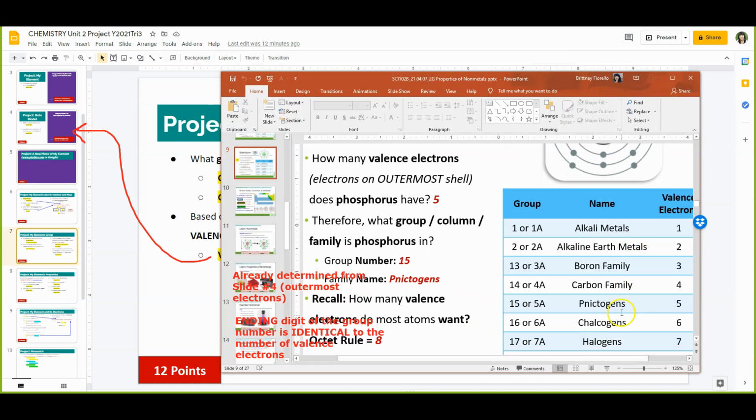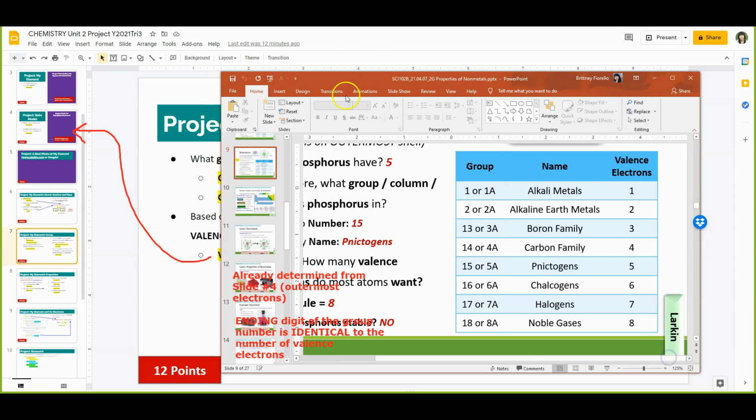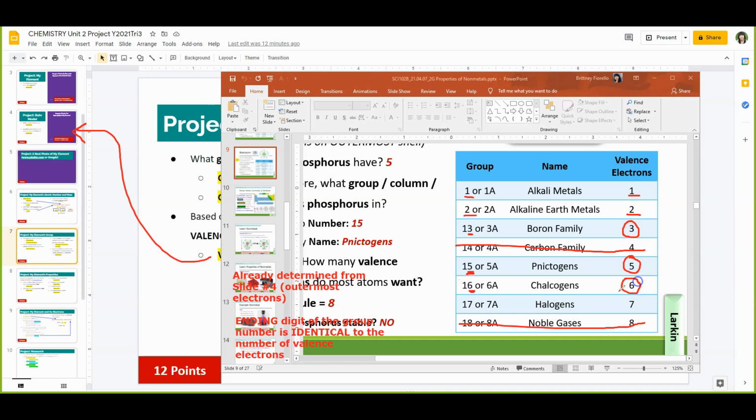So if you take a look here at our table, again, you can see that if you're in group 1, you have 1 valence electron. Group 2, you have 2. Group 13, just look at the last digit, which is 3, and therefore you have 3. Again, you can't be in group 14, you can't be in group 18. Group 15, the last digit is a 5, so it has 5. Group 16, the last digit is a 6, so it has 6 valence electrons. And group 17, the last digit is a 7, so it has 7 valence electrons.